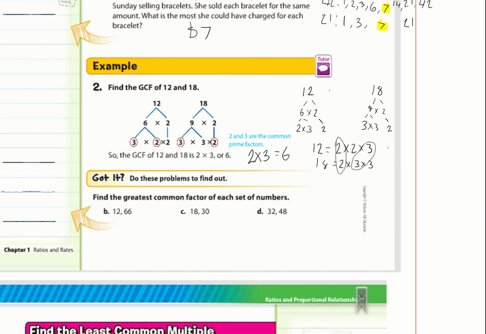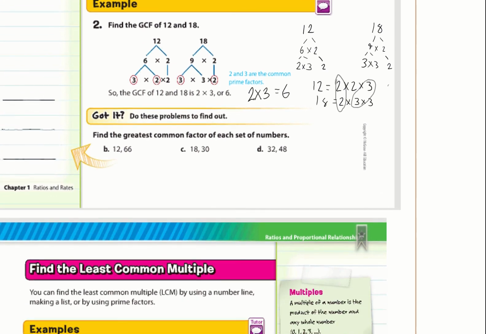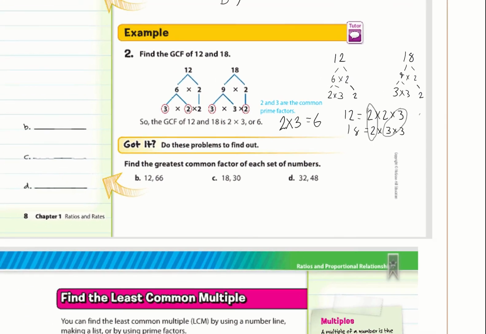I did this by finding the prime factorization of 12 and 18, and I took the common factors from 12 and 18 to get my 2 and my 3. So go ahead and try B, C, and D.